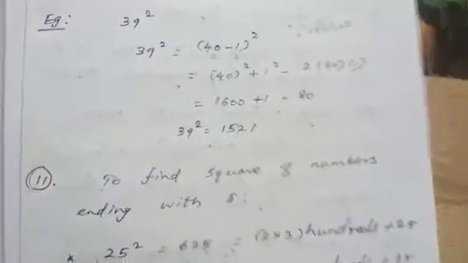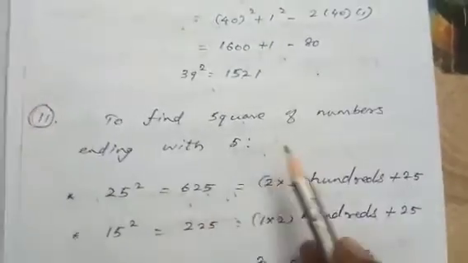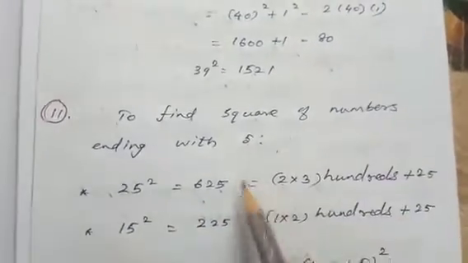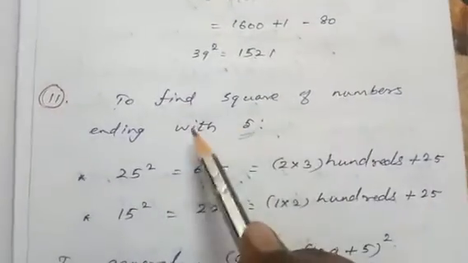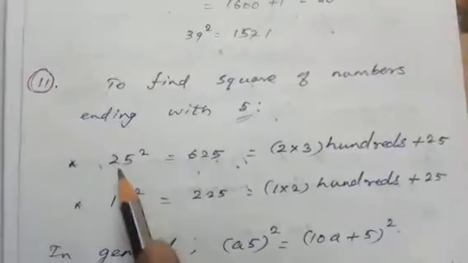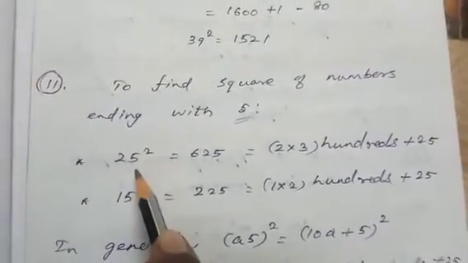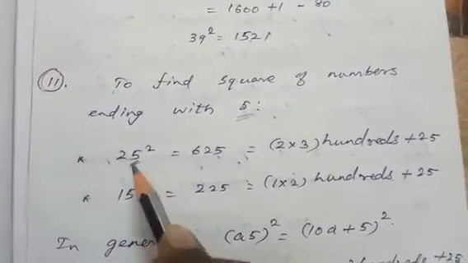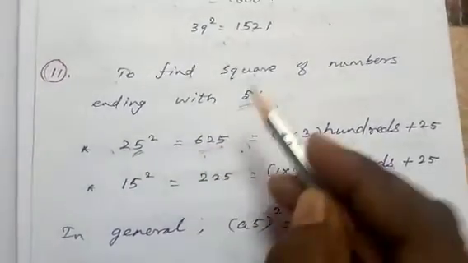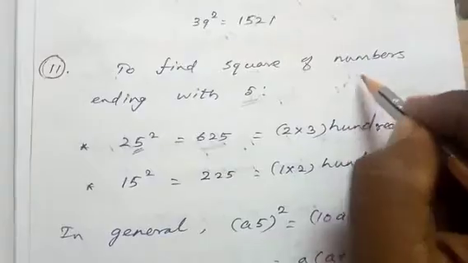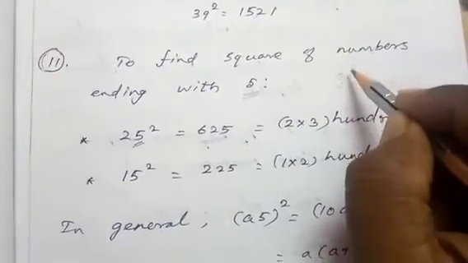So the next property is to find the square of numbers ending with 5. It is easy to find the square of numbers ending with 5. For example, 25 squared. We know that 25 squared is 625. So how to find it easily? For 25 squared, take 2, and the next number is 3.